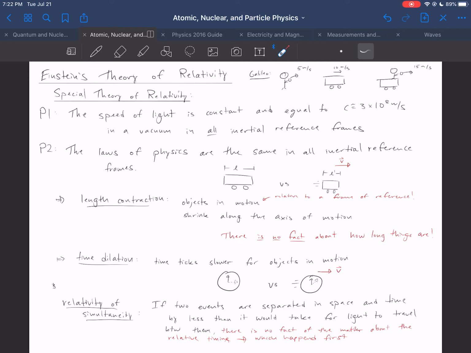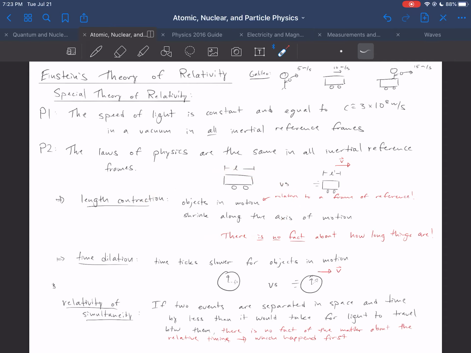So if you put a clock, for example, on that moving cart, and that clock is moving fast, it will literally tick seconds off at a slower rate compared to a clock that is in your frame of reference on the ground and not moving. Time ticks slower for objects in motion, and it's the same rules that apply for length contraction.